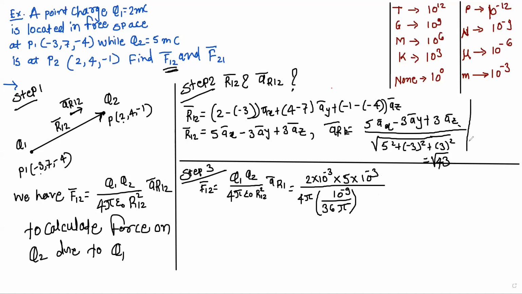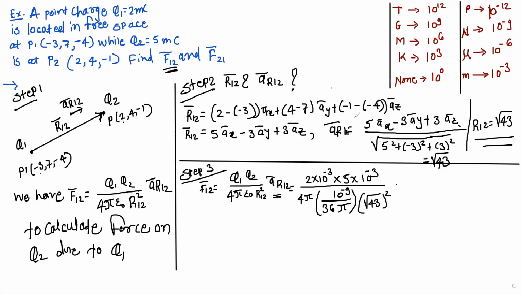From this, can someone tell me what is the value of R12? It is under root 43. Stop me if I'm wrong. Interrupt me if I'm wrong. This is the magnitude, right? So here I can write under root 43 bracket square into. Now what is the value of this a bar r12?